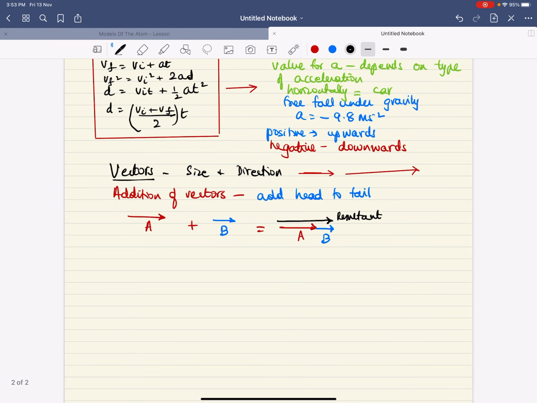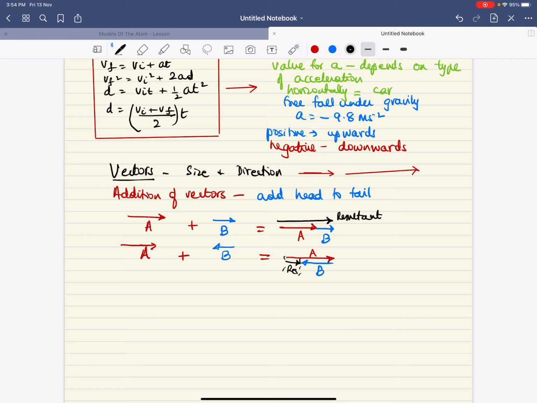Now, you can also have vectors going in opposite directions. So you could have vector A plus vector B, which is in the opposite direction. I'll make vector A a bit longer, so they're slightly different sizes. This is your vector A, and then your vector B is in the opposite direction. Because you're adding them head to tail, what you actually have to do is find their difference. The resultant goes from start to finish, and that is your resultant vector, what I've drawn in black, this little thing here.